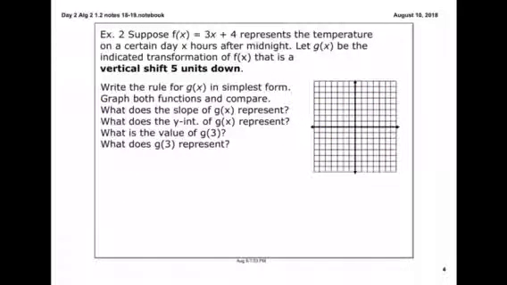Example number 2, suppose f of x is equal to 3x plus 4 represents the temperature on a certain day, x hours after midnight. So our f of x is going to represent our temperature, and our x is going to represent our hours after midnight. So if we graph that, we start at 4, we go up 3 over 1 to graph our f of x function.